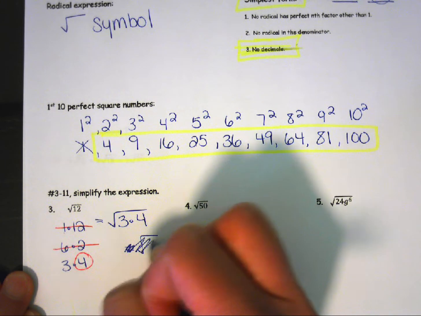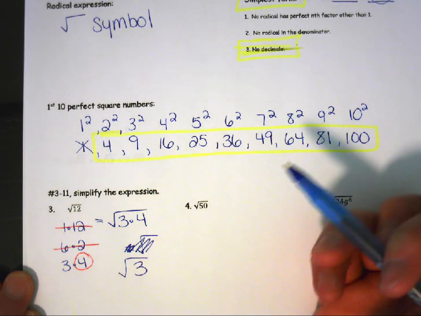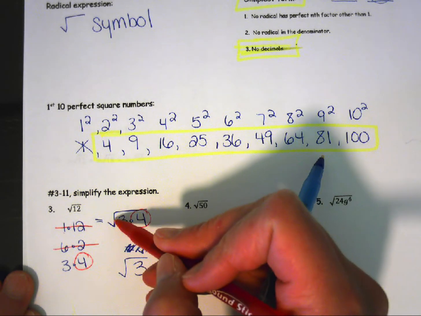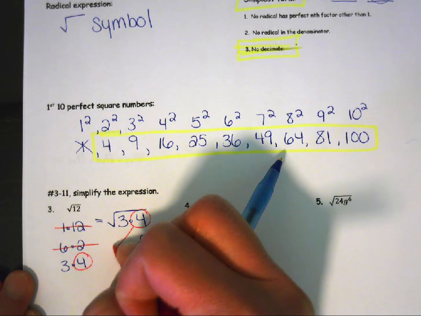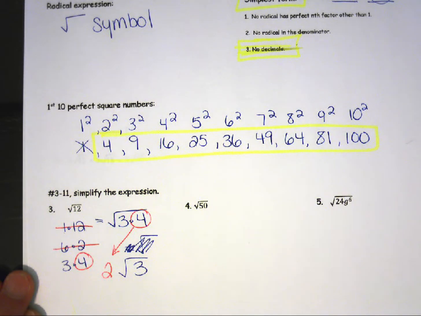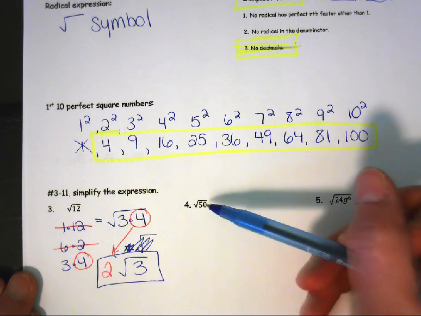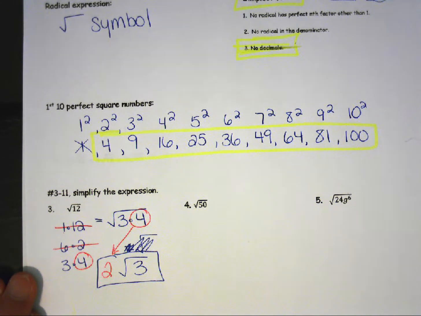Here, let me start over. The square root of 3, we're just going to leave that one alone. And because 4 is perfect, we're going to take the square root of 4, which gives us a 2. And then that is our answer. Okay? So why don't you pause it here and quick try 50.